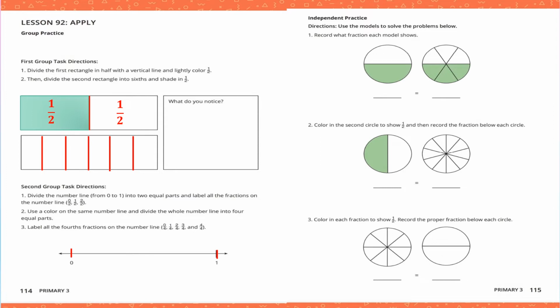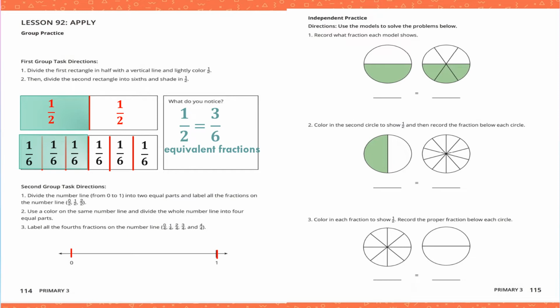Okay, and each part is called 1/6. So I need to color or shade 1/2. So I will shade 3/6. 1, 2, 3. What did you notice here? 1/2 equals 3/6. And that means equivalent fractions.